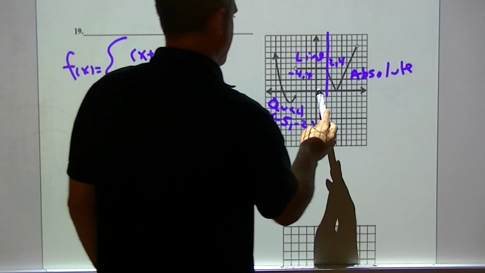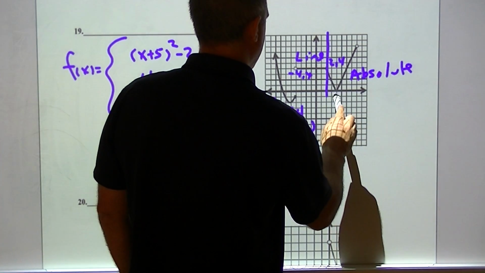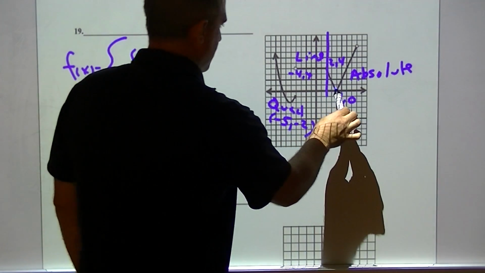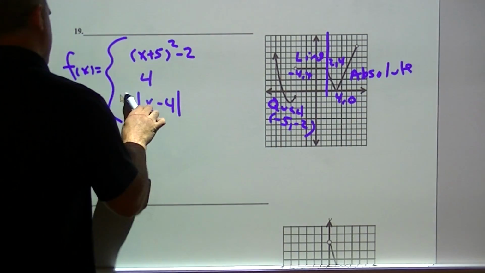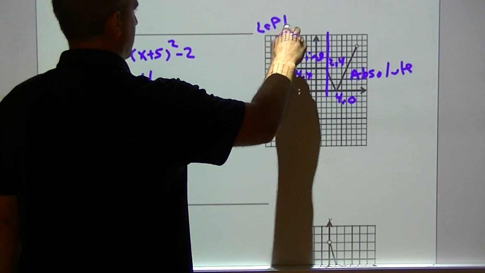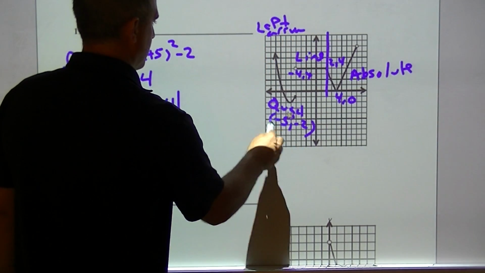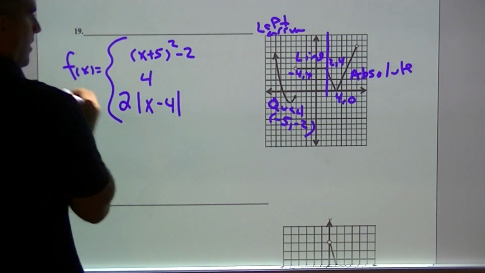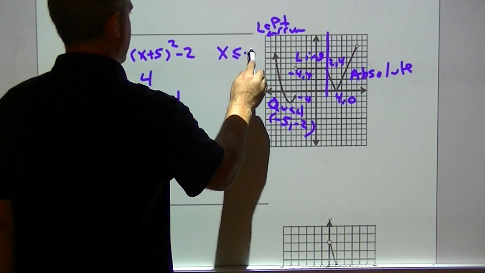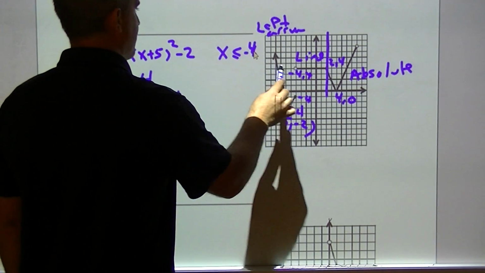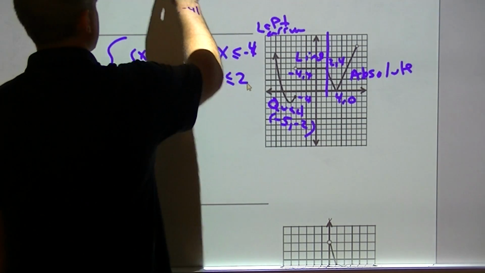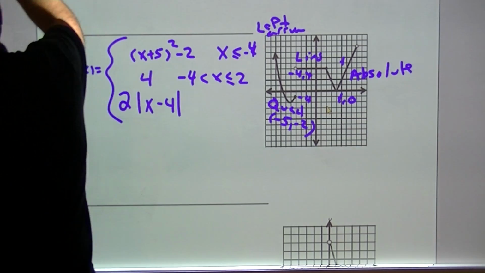This is absolute value. That's 4, 0. So I got x minus 4. Now, this is 1 right, 2 up, so I have to put the 2 there. Now, the conditions. This is a left arrow for this one. It starts at negative 4, so this would have to be x is less than or equal to negative 4. This is a line segment, so that's going to be from negative 4 to 2.